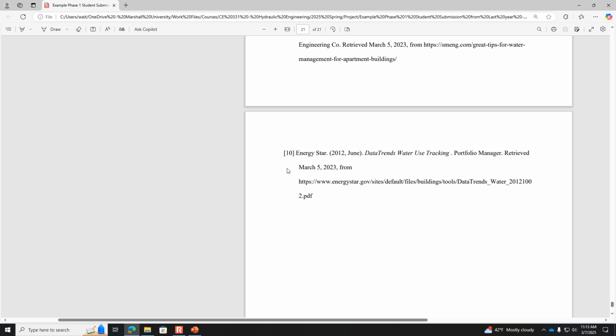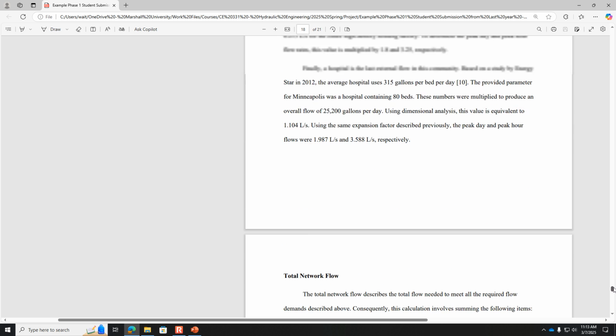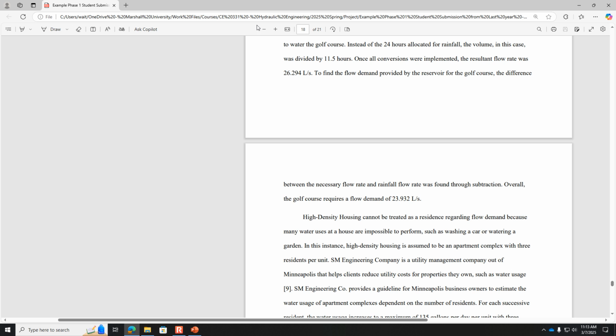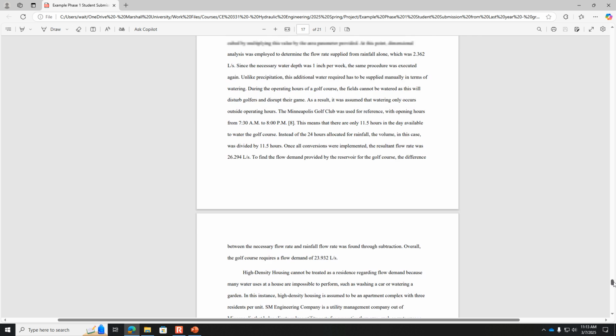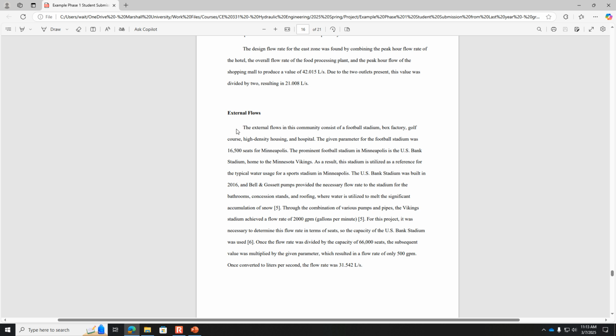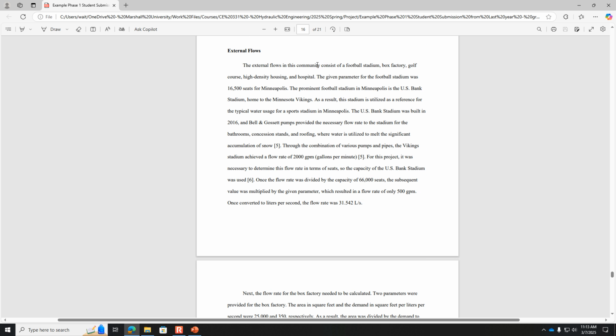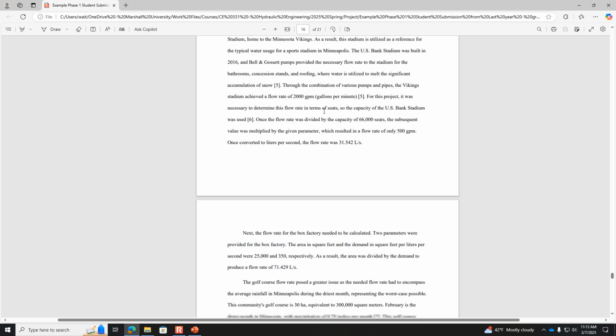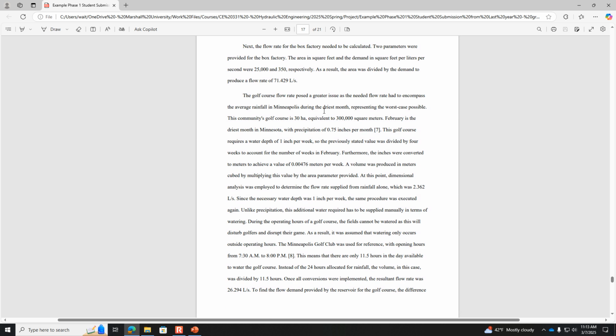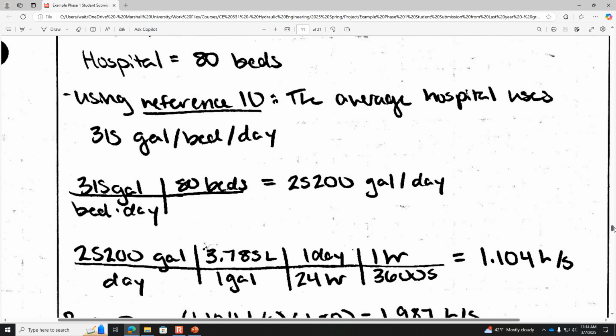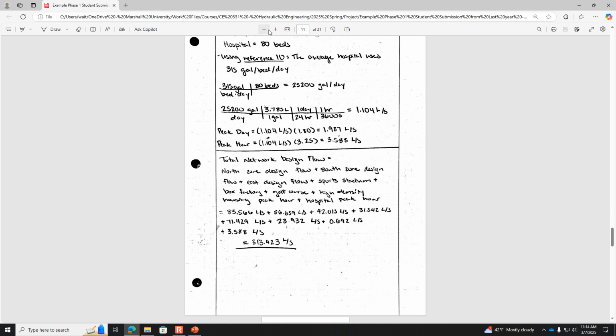So here, it looks like they went and found about 10 applicable references in order to describe the flow demands in their city. They're talking me through, for example, in the external flows, what they're assuming for a certain stadium, and how they actually found, it looks like, some data relating to how much water is used at a similar stadium where data was available online. So anybody have questions? I just wanted to show you a few things related to what the submission should look like for phase one. Anybody want to ask questions about it?